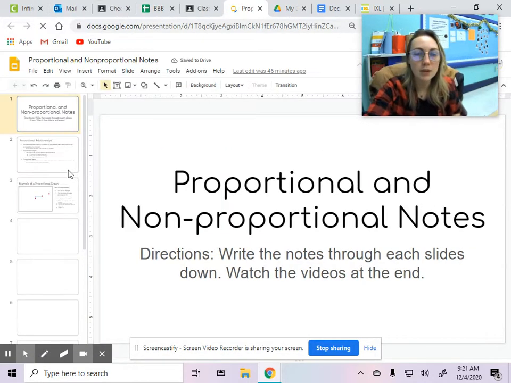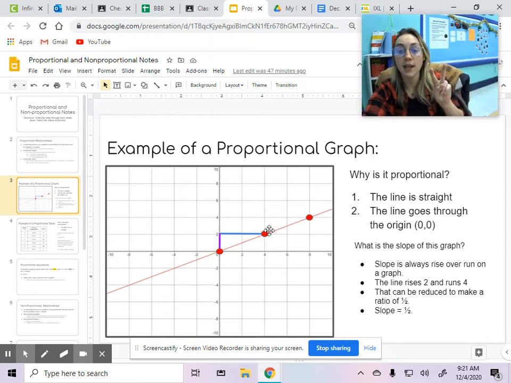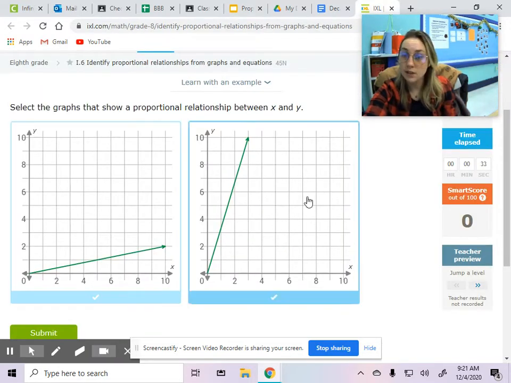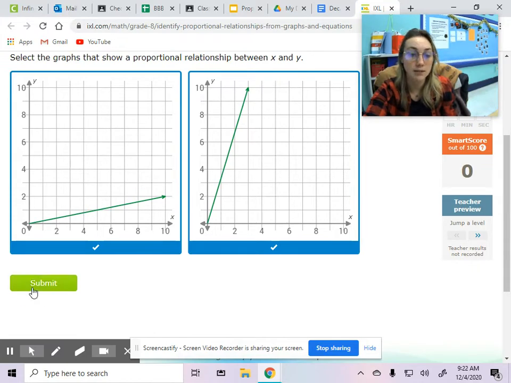If you remember from your notes, I talked about what would make a proportional graph. What it is: the line has to be straight. That's the first thing. The second thing is the line has to go through the origin. That's going to be the case for all proportional graphs. So let's look at these two graphs right here. Both of them are straight lines, and both of them go through the origin. So therefore, they're both proportional graphs.